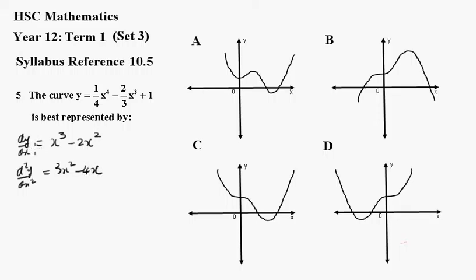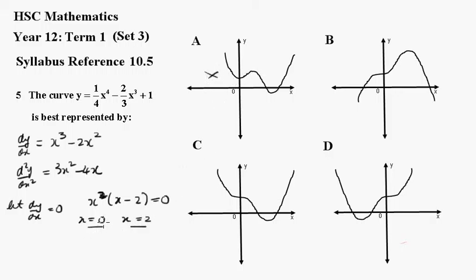Let dy/dx equal 0. And we get x cubed into x squared into x minus 2 equals 0. So x equals 0 or x equals 2. That means there's two stationary points. Well, that gets rid of A because there's 3 there, so that's no good.